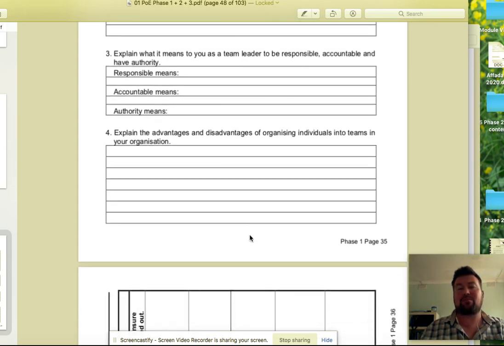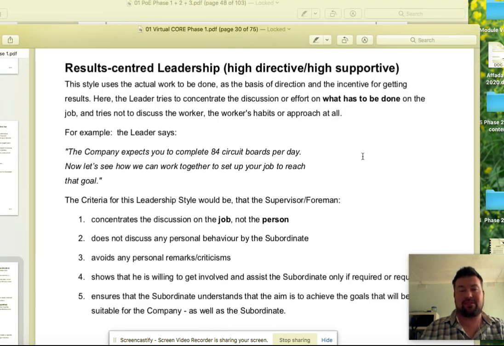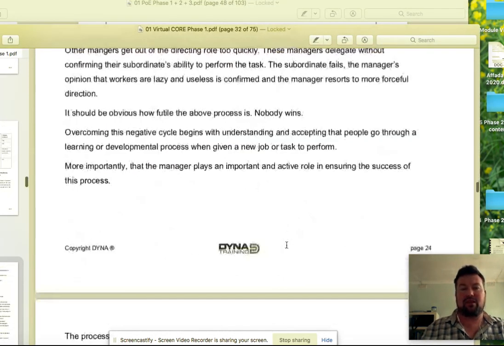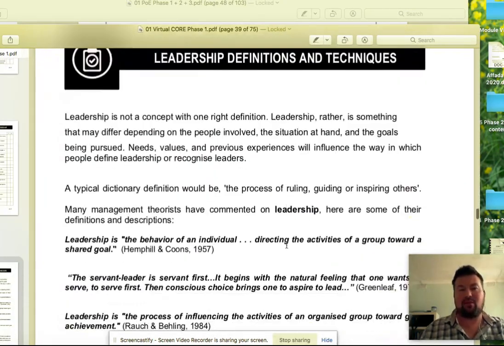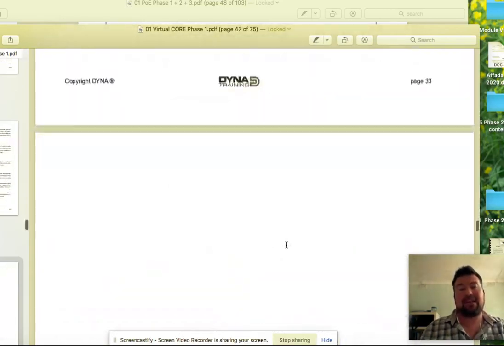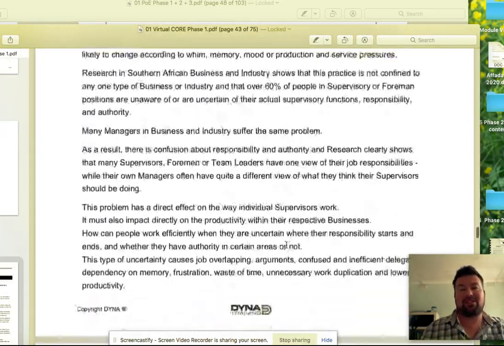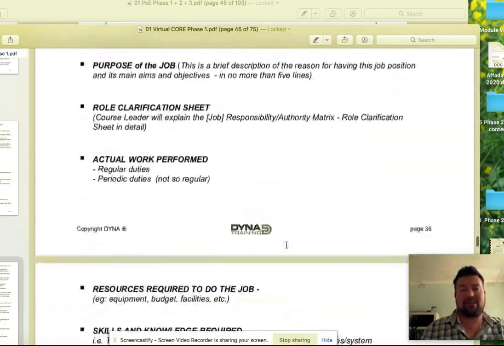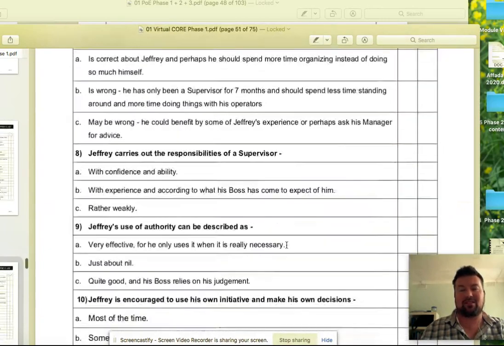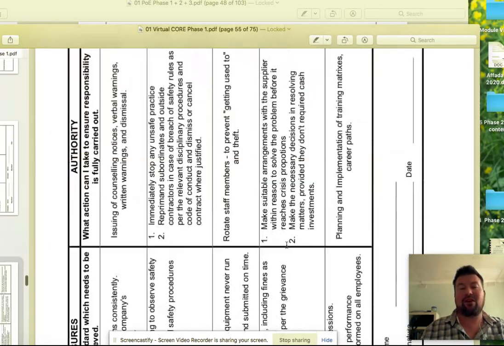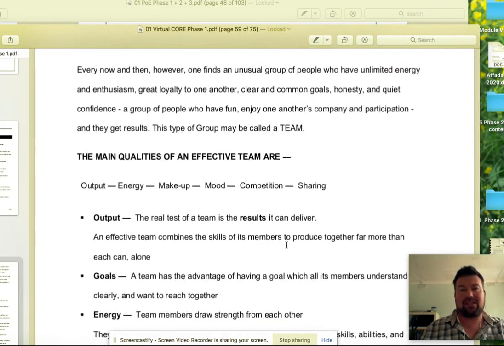Question number 4 says, explain the advantages and disadvantages of organizing individuals into teams in your organization. So it should be in your notes somewhere. It talks about why it's a good thing to have teams, why it's a bad thing to have teams, because in some situations you definitely know that teams can be quite difficult to manage and that sometimes you just want them to work as individuals. But there are definitely advantages to having people in teams.